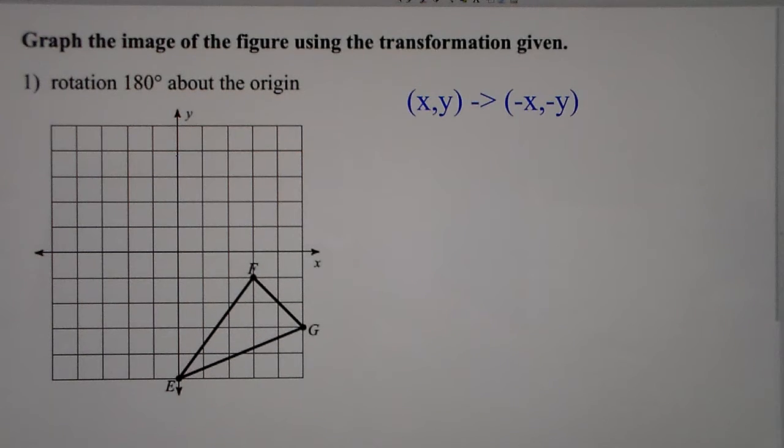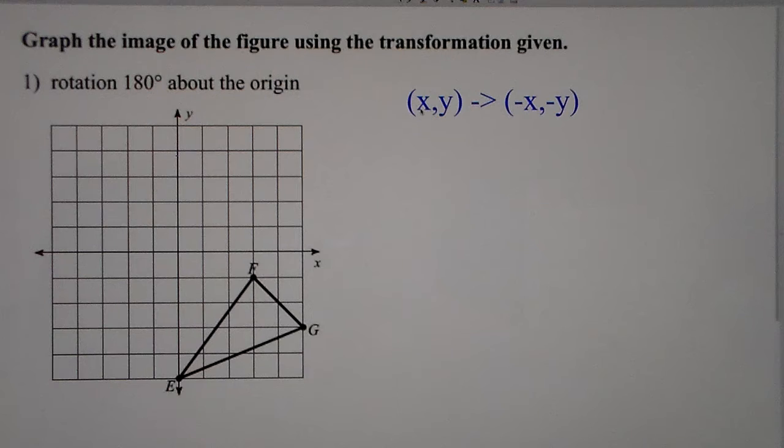So we're going to take that triangle in the bottom right hand corner, triangle FGE, and we're going to rotate it 180 degrees about the origin. Now in the upper right hand corner, in blue, is how we're going to translate each coordinate. We start off, it's xy. Xy goes to negative x, negative y.